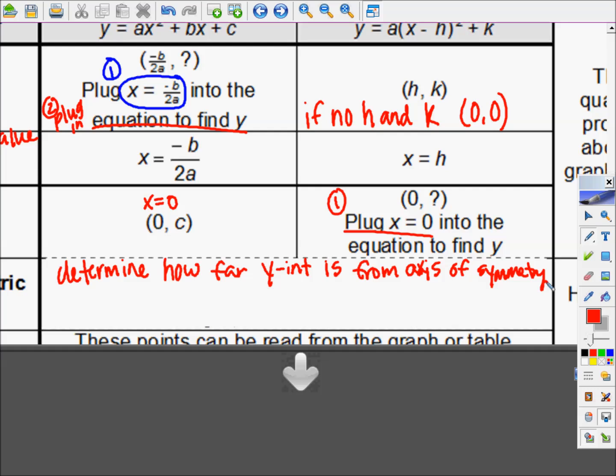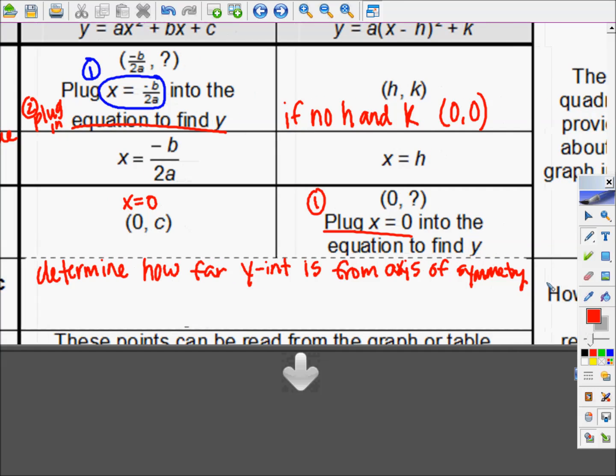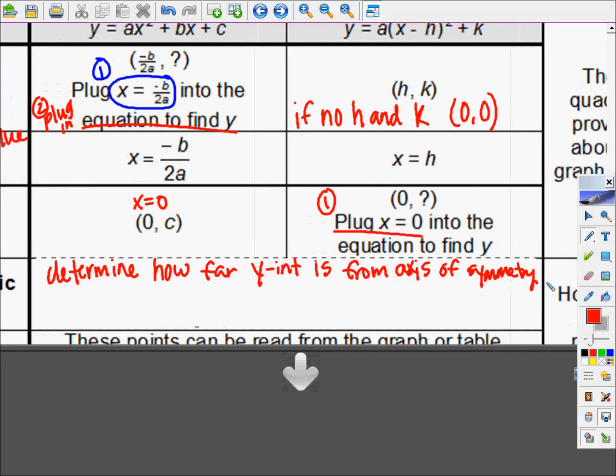All right, let's try that question again. How far is 0 from 3? 3. Okay, 0 is 3 numbers away from 3, and that's to the left of it. In order to be symmetrical, if I went 3 to the left, I have to go 3 to the right. So what's 3 plus 3? 6. So my symmetrical point would be at 6, because 6 divided by 2 is 3. That's it. So you determine how far the y-intercept is from the axis of symmetry.